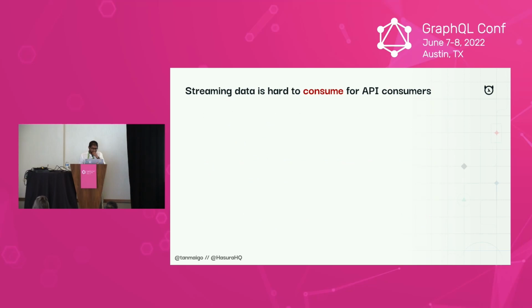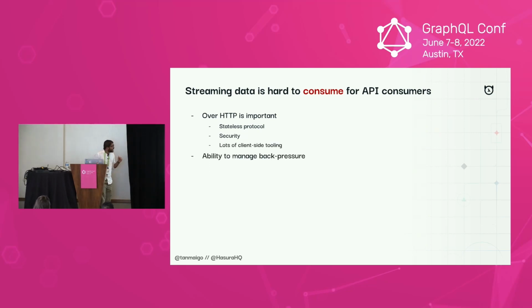So when we think about this kind of streaming, there's two problem areas on the consumption side. When people want to consume this API, they want HTTP. They want a nice stateless protocol. HTTP has security around it. There's lots of client-side tooling, so that's great. They need an ability to manage back pressure.